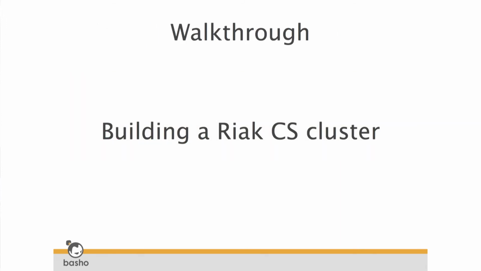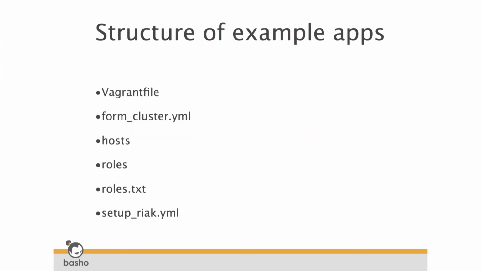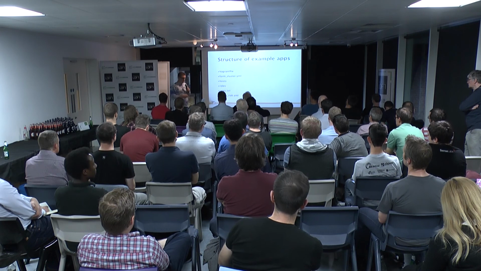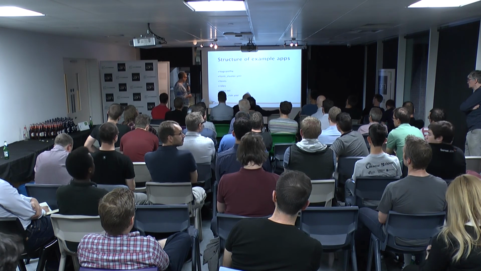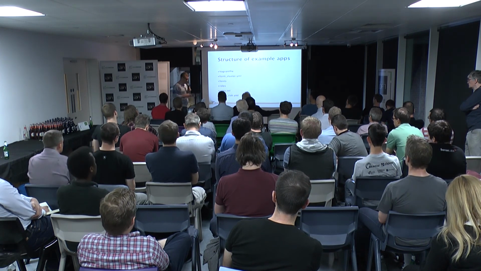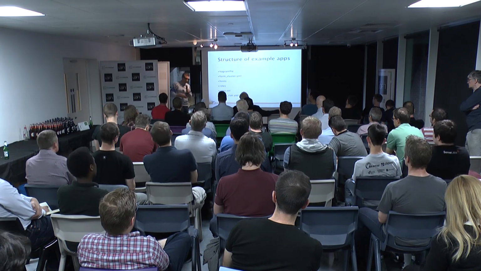Okay, so a quick walkthrough of building a Riak CS cluster. We've got two of these currently written, one for Riak, one for Riak CS. And this is the structure or anatomy. So you've got your Vagrantfile, form-cluster YAML, a hosts file, a roles directory, and roles.txt, that gives you a list of all the Ansible roles that you want to use. You can run ansible-galaxy against that. It downloads them into the roles directory and sets up the setup-riak YAML. In the Vagrantfile, it's nice to have a little snippet like this, which pulls down all the roles if they're not currently available.